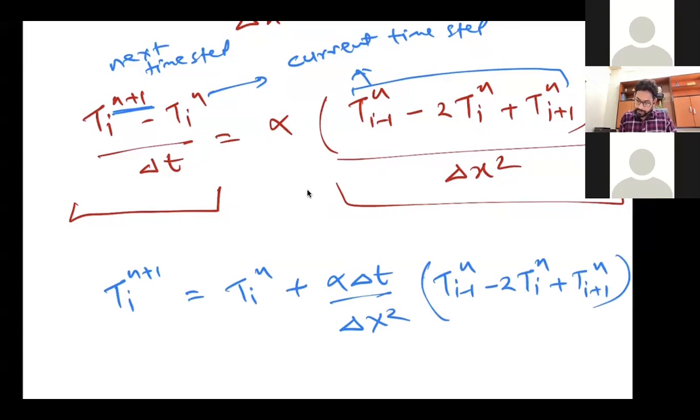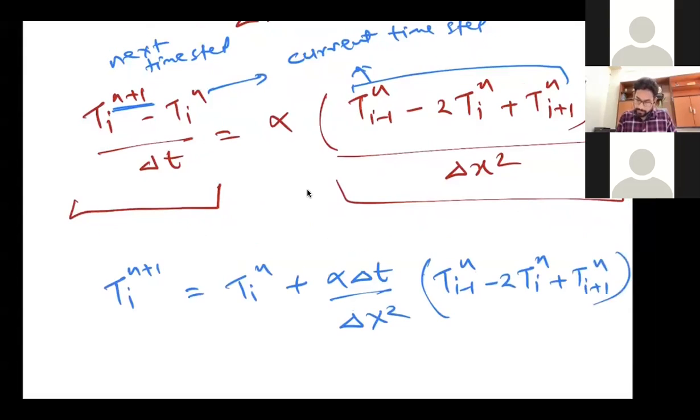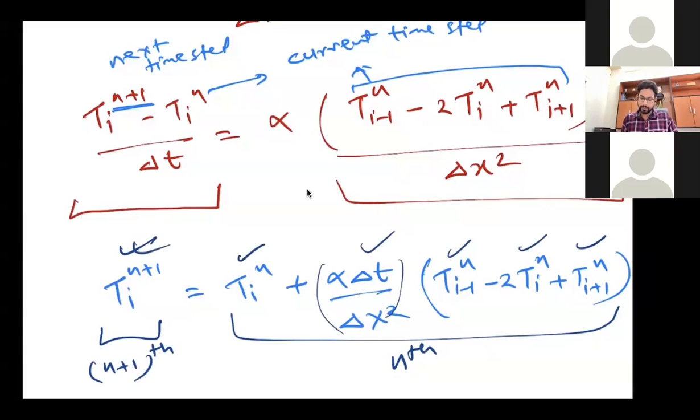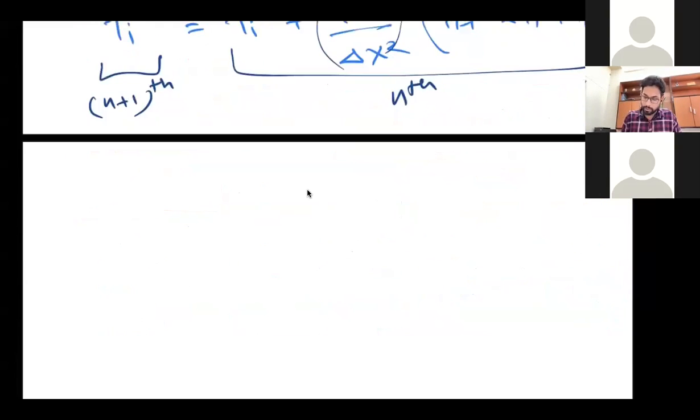All right. So what do you see here? What we have on the right is actually all nth time step, right? And this one is the n plus 1th time step. If everything on the right is the nth time step, they are generally known parameters. We have already calculated them, so we know these, we have defined these things, and we can actually calculate this value. Okay. But there is a problem. The problem is at the boundary condition.